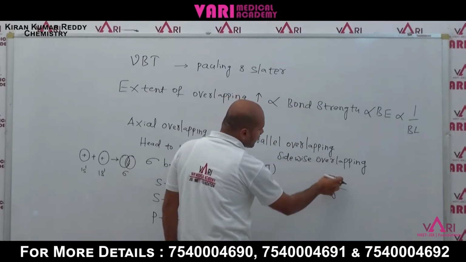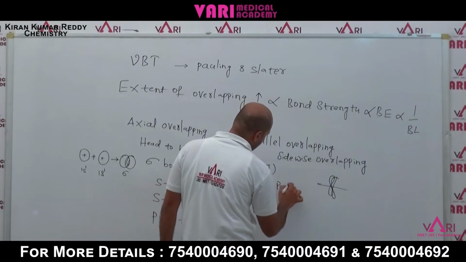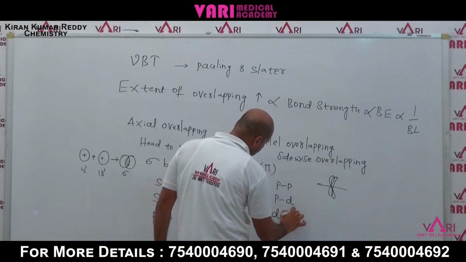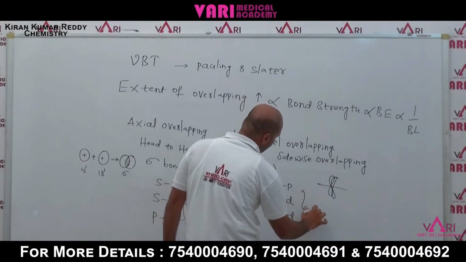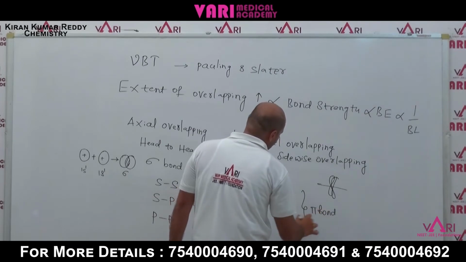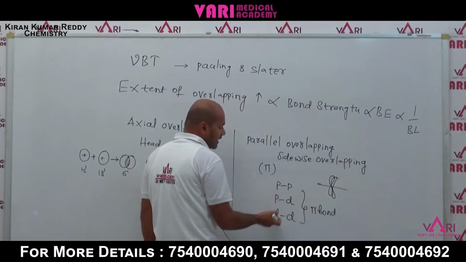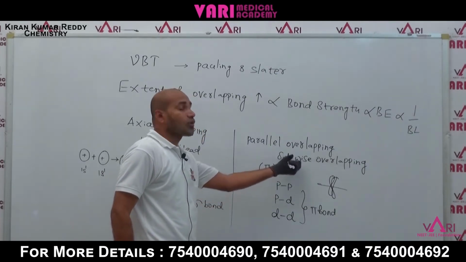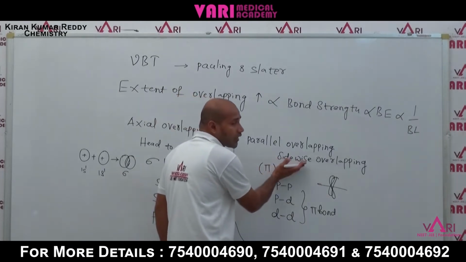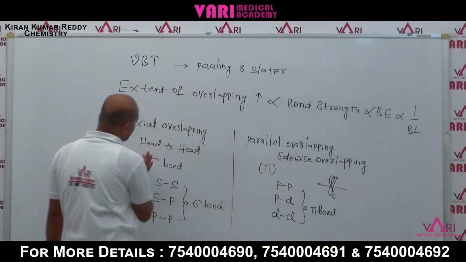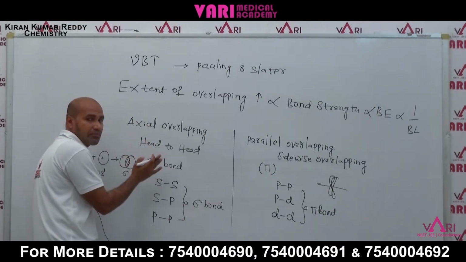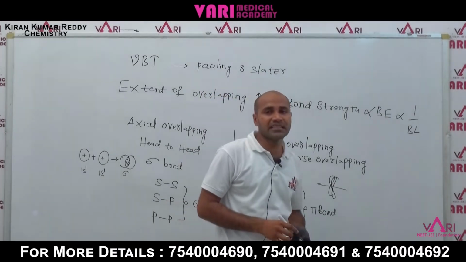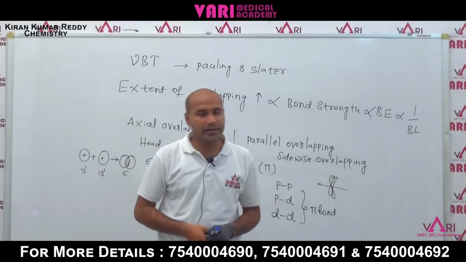Overlapping will be sidewise of p orbitals. If a p orbital and a d orbital, or a d orbital and a d orbital, overlap sidewise, a pi bond is formed. Here is p pi, d pi: the orbitals are overlapping sidewise. Here less extent of overlapping is happening, here more extent of overlapping. More extent of overlapping means more strength of the bond; this is the less strength of the bond. The pi bond has less bond strength.